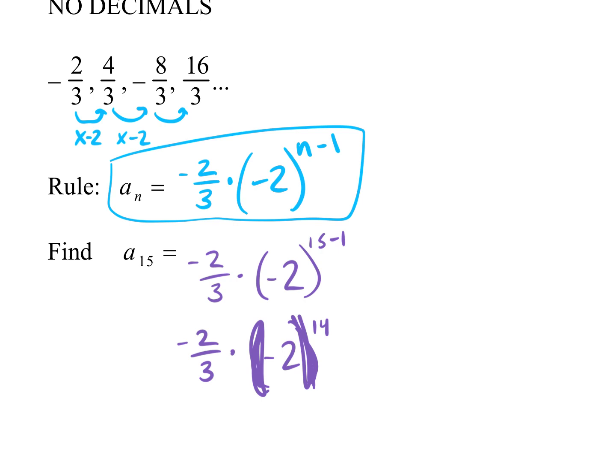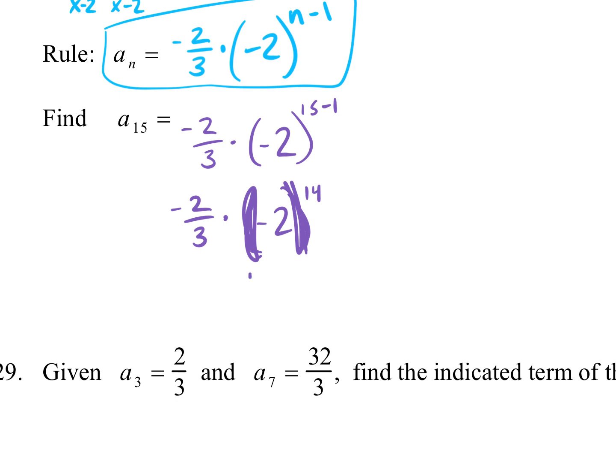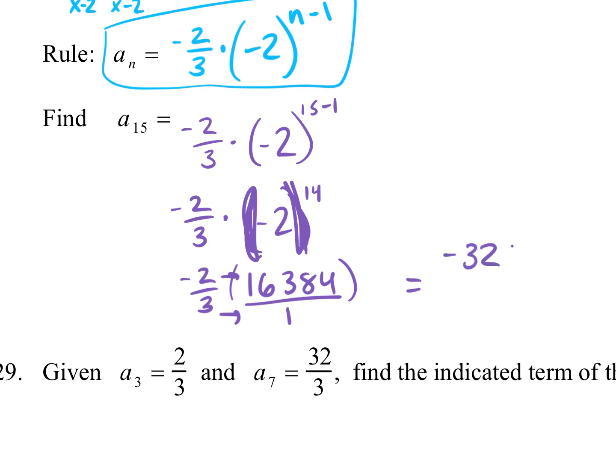So negative 2 to the 14th power is positive 16,384 times negative 2 over 3. We can make this 16,384 over 1. And then just multiply the tops together and multiply the bottoms together. So times negative 2 on top would give us negative 32,768 over 3.